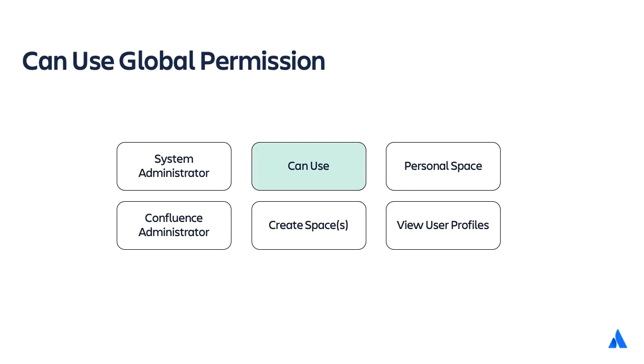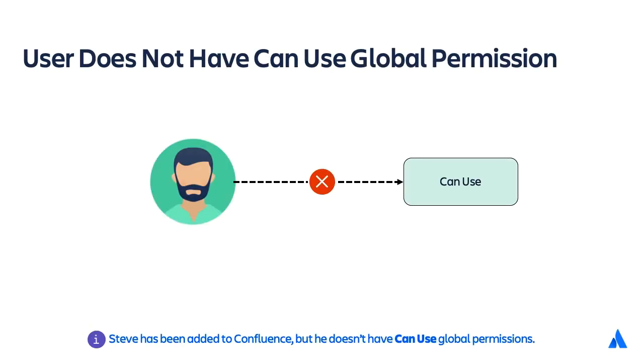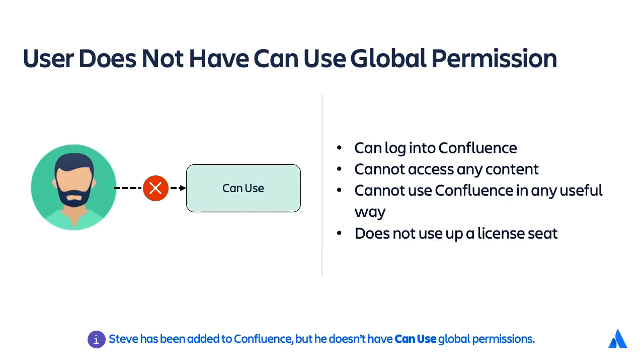If a user has the can use global permission, they will be able to see all the users in the Confluence instance. They can view user profiles and they can view users via the people directory. Here we have Steve, who has been added to Confluence, but he has not been granted the can use global permission as an individual or as a member of a group. What happens in this case? Without the can use global permission, users will be able to log into Confluence, but they will not be able to see any of the Confluence content or view any of the users in the instance.